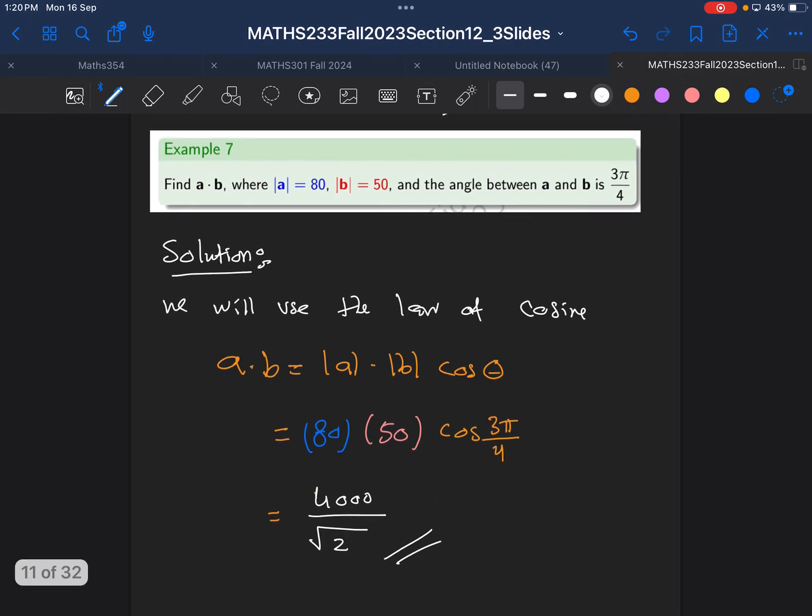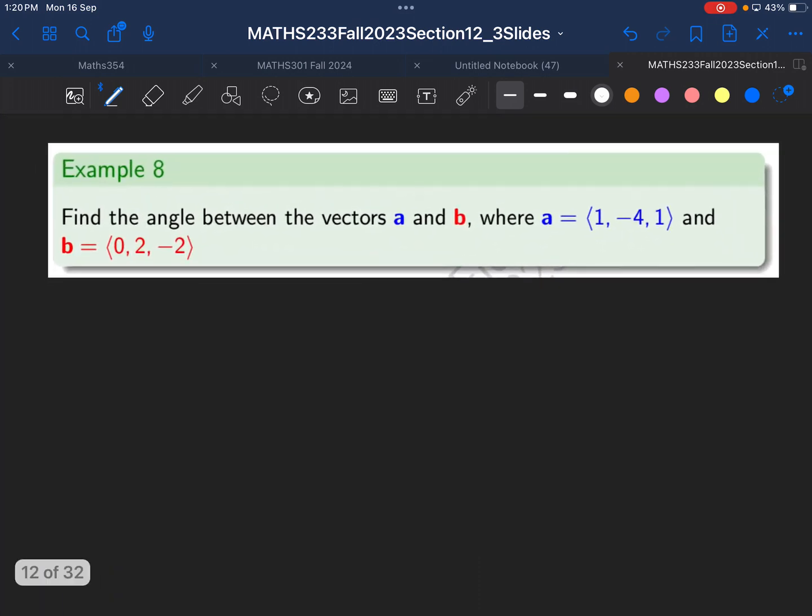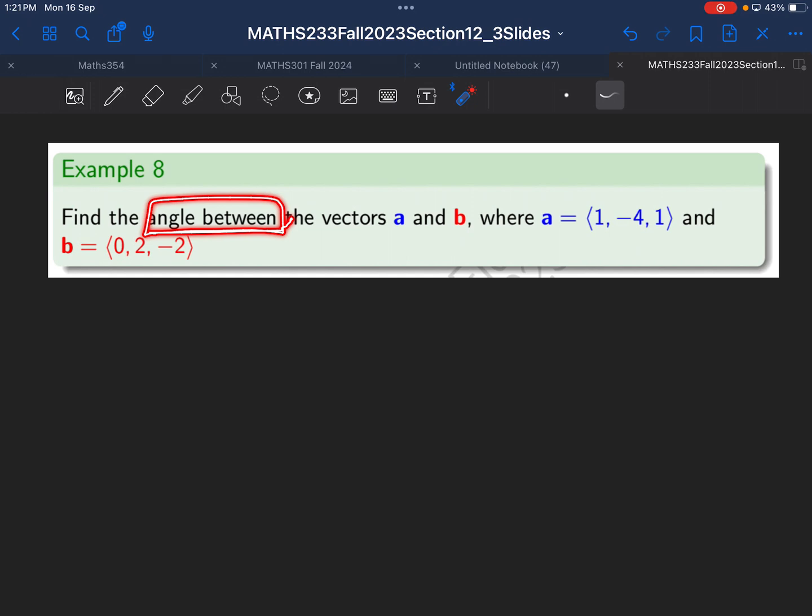Now, we will go to the next question where we will be given A and B. So we're given the component of A and the component of B. Look at this question. We need now not to find the dot product. We need to find the angle. So how will we do the angle? We will find the cosine. After we find the cosine, we will use the cosine inverse. So here is the solution.